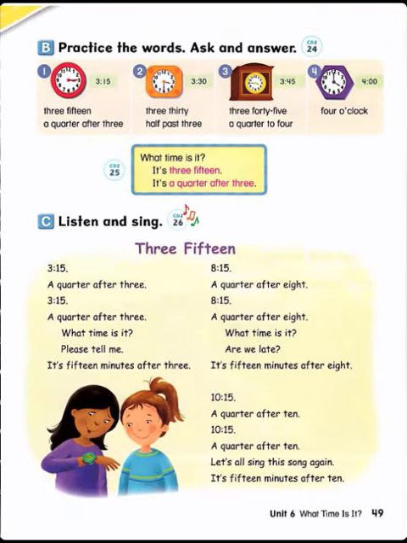Page 49. B. Ask and answer. What time is it? It's 3:15. It's a quarter after 3. Number 1. What time is it? It's 3:15. It's a quarter after 3. Number 2. What time is it? It's 3:30. It's half past 3. Number 3. What time is it? It's 3:45. It's a quarter to 4. Number 4. What time is it? It's 4:00.